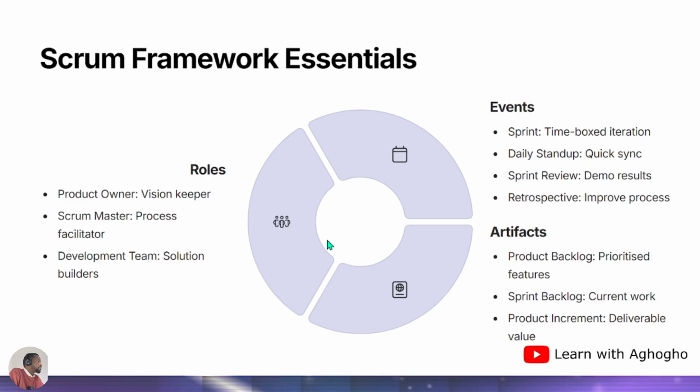Sprint review. Sprint review has to do with demo results. You take your completed work that you've done for each sprint to the stakeholder for review and demonstrate what you've done. If the stakeholder is happy with what has been done, you count it as done. So that is the definition of done.